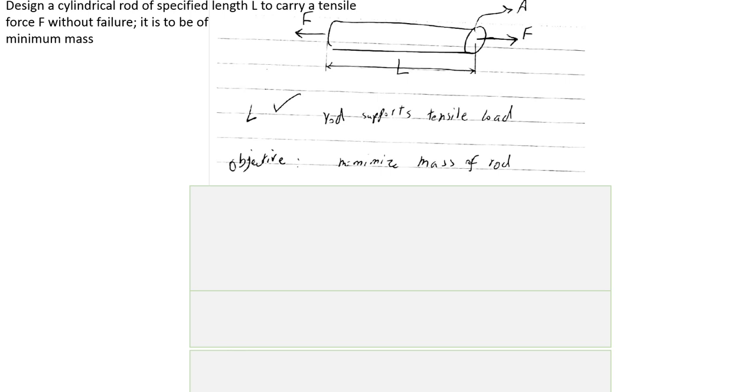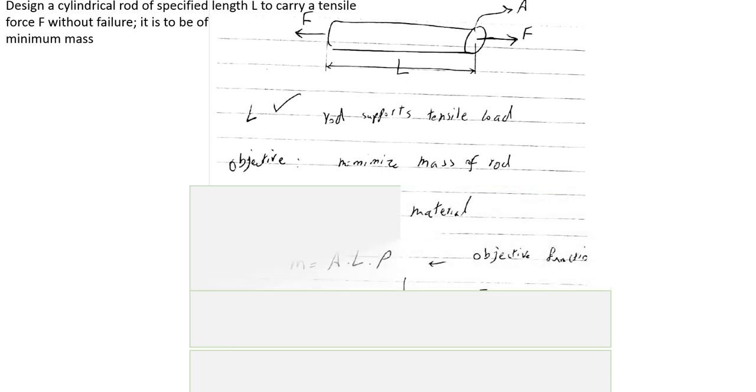Next step is to find an equation or relation for the quantity that we want to maximize or minimize, and that's of course mass. Mass is related to area, length, and density, as you can see here. And as we said, the variables are A and materials. This is our objective function. We want to minimize this function. At the same time, we want to make sure that this rod withstands the tensile load of F.